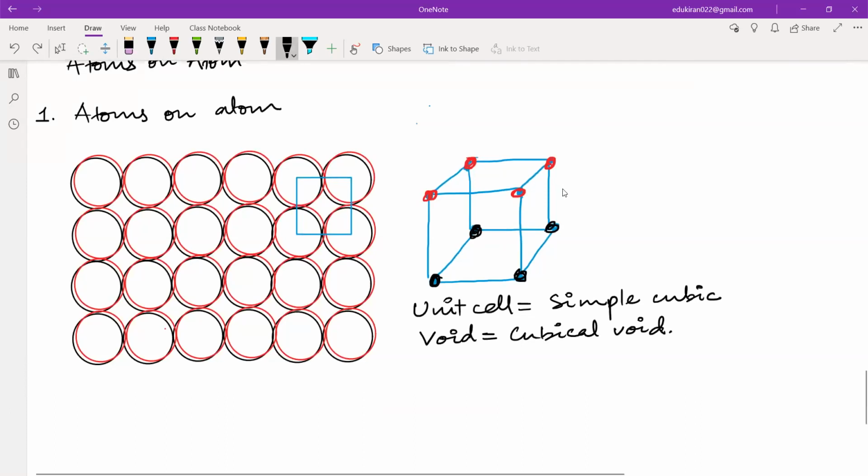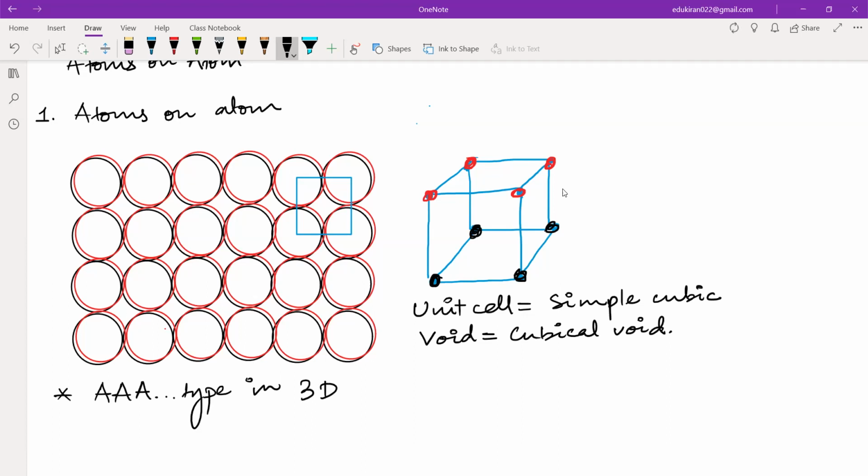Now, next is we want to write. Since the red atoms are placed on black atoms, I can say that all of these layers are indistinguishable, and hence this packing will be known as AAA type packing because all the layers are similar, AAA type in 2D. Please remember that red and black are just colors for you to distinguish the different layers, but these are all indistinguishable in real case. AAA type in 3D. The unit cell is simple cubic and it is also AAA type in 3D. The void is cubical void.